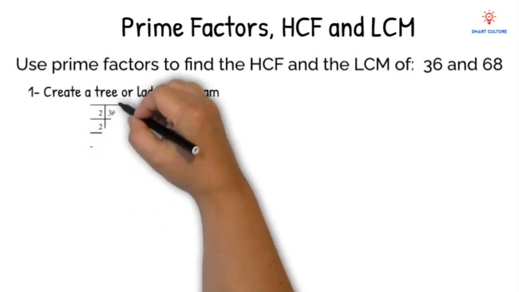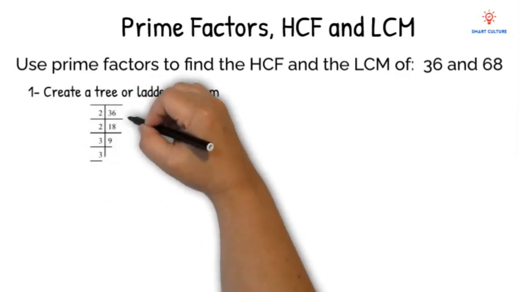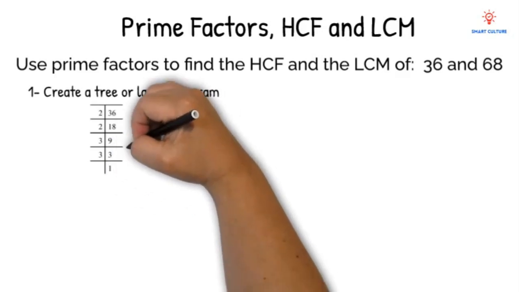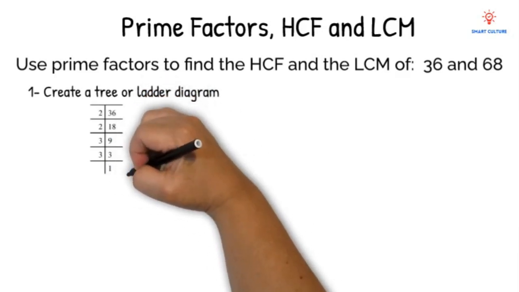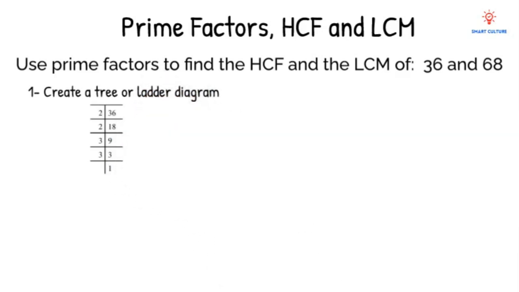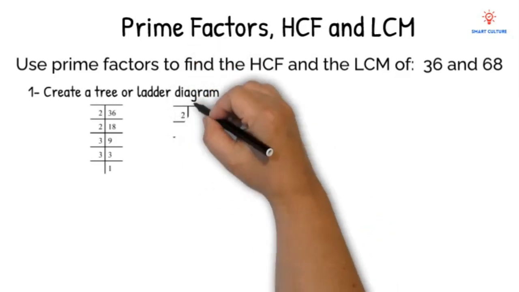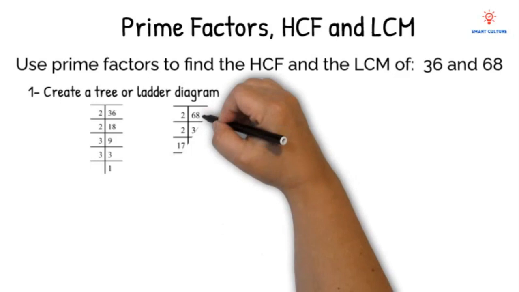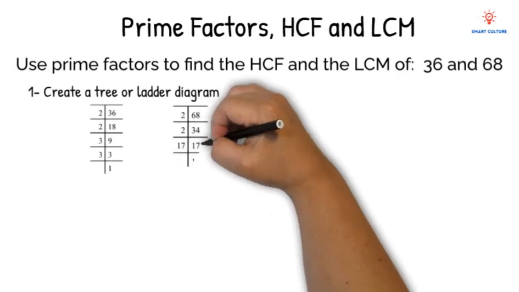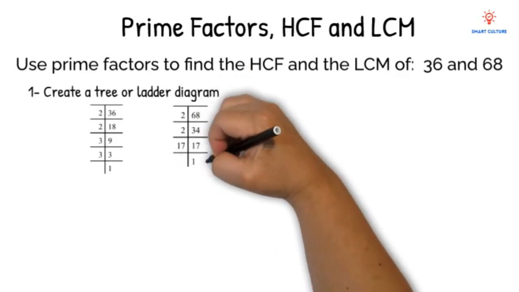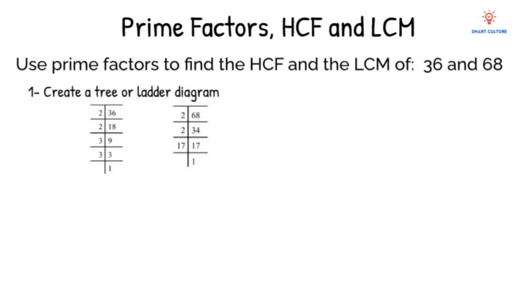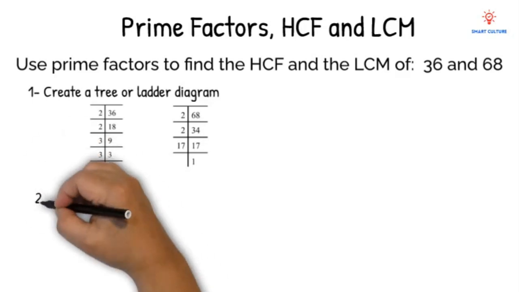36 can be divided by 2 to give us 18. 18 can be divided by 2 to give us 9. 9 can be divided by 3 to give us 3, and 3 can be divided by 3. And those are our prime factors. 68 can be divided by 2 to give us 34, which can be divided by 2 to give us 17. And the only number that can divide into 17 is 17. And those are our prime factors.